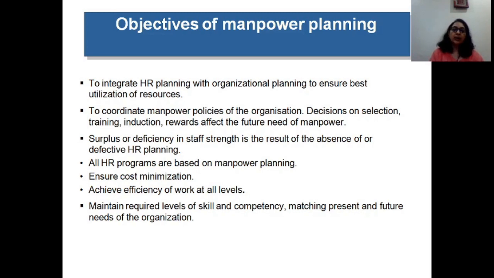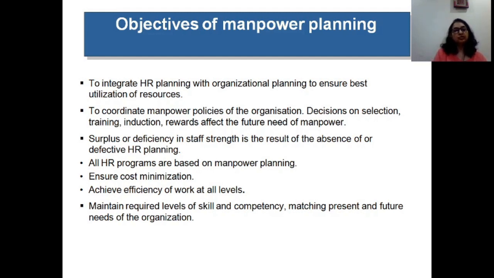Then HR planning also forms the foundation for other HR functions. For example, if you are taking recruitment, before recruitment, the organization needs to know what type of people are required for the job and how many people are required for the job.